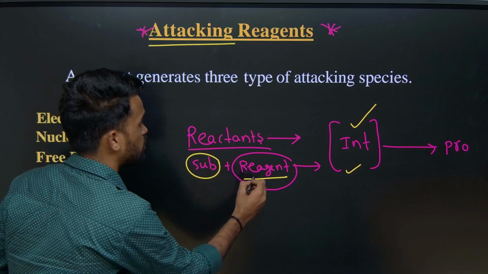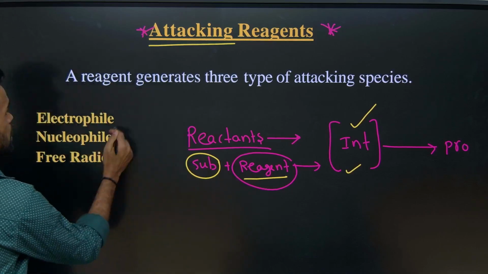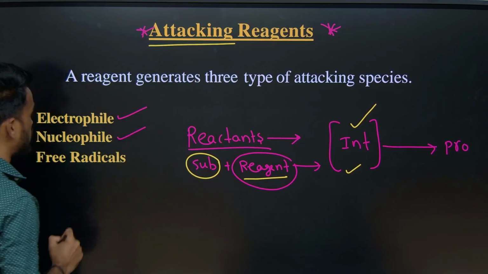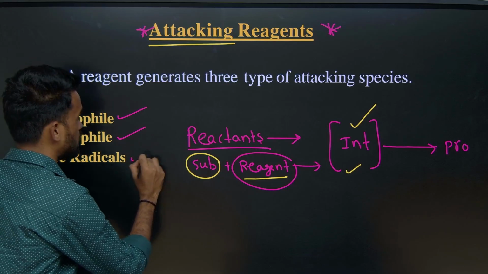So what kind of reagents do we have? One is electrophile, another one is nucleophile, and another one is free radical.